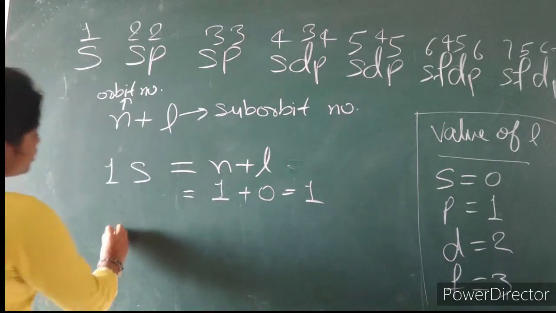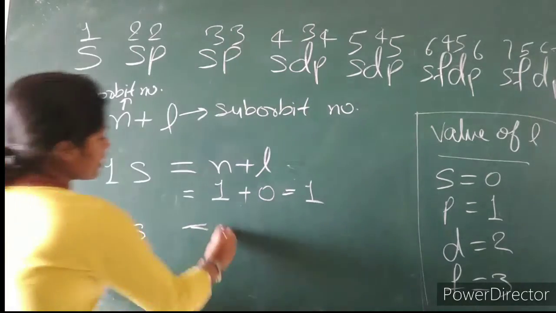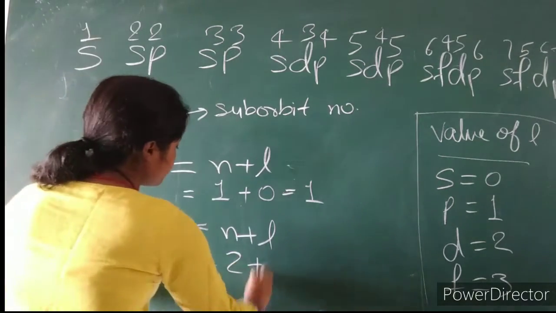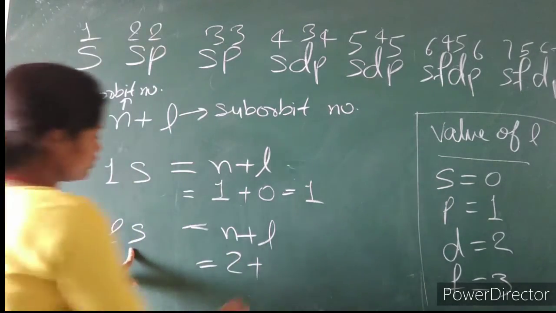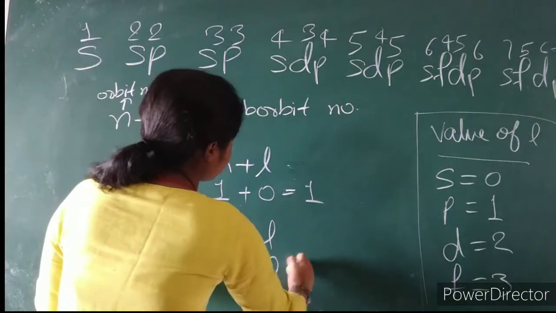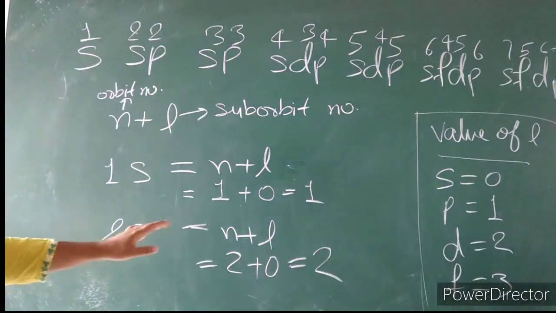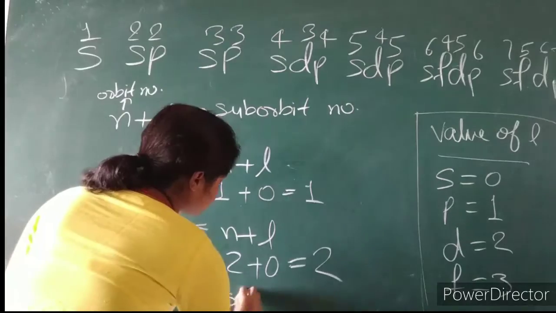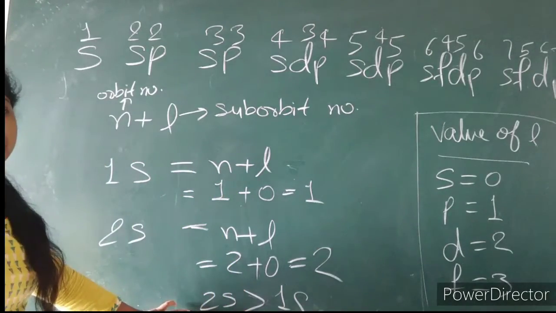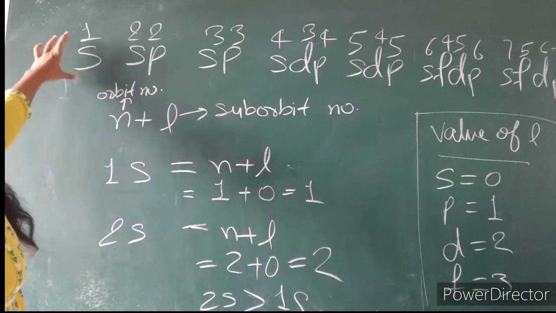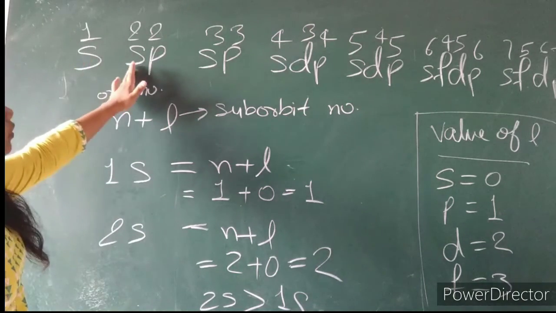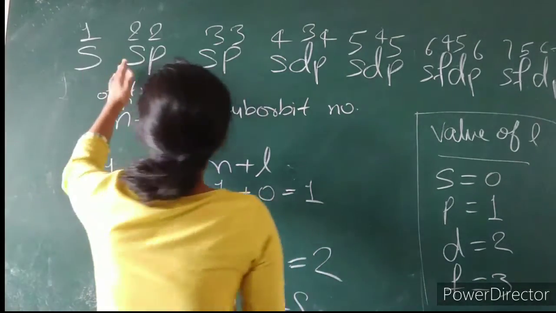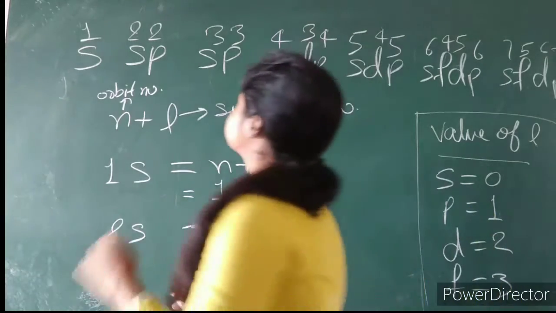Okay? And if I am taking 2s, so it will be n plus l. Orbit number is 2, so written here 2. Now suborbit is s, so written here the value is 0. Then it will be 2. So here you can see the n plus l value of 2s is greater than 1s. 2s value is greater than 1s. That's why we will put 2s after 1s. Okay, students, getting this? Yes?